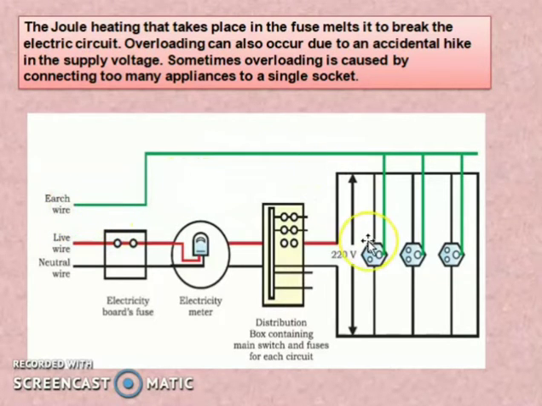They will be given a very high voltage. This is a live wire. So you can see this is an electric board fuse. The live wire goes to the electric meter, and from the electric meter it will be distributed to a box containing the main switch and fuse of each circuit. Now from this it will be given to the different rooms. So this is the diagram of a domestic electric circuit.